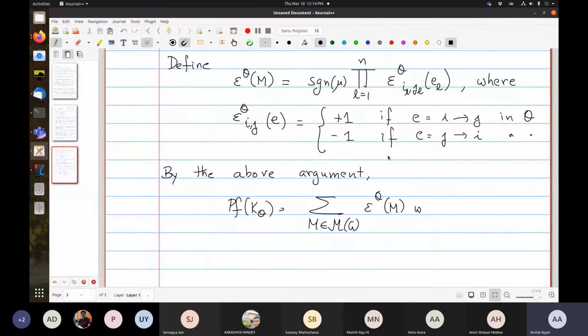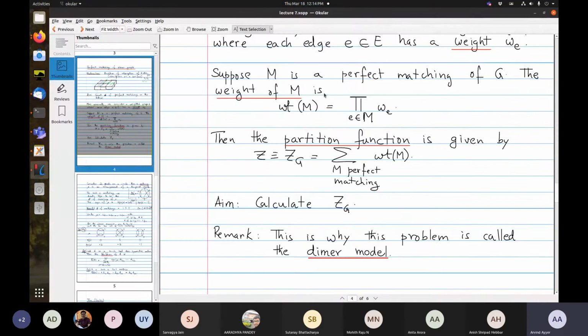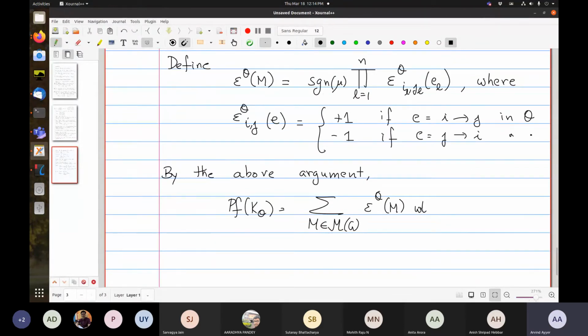So I called it weight of M. So this is the weight of M. Okay. So there is a sign here which depends on the orientation, and the weights are as before.